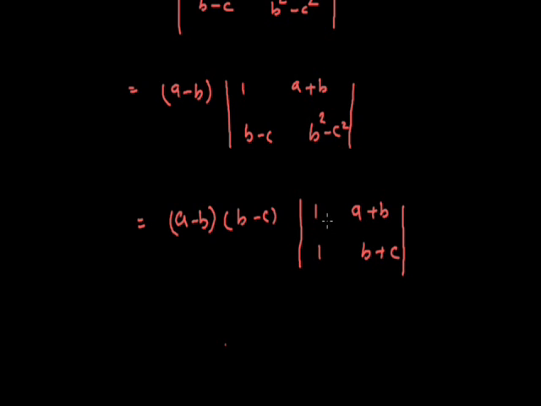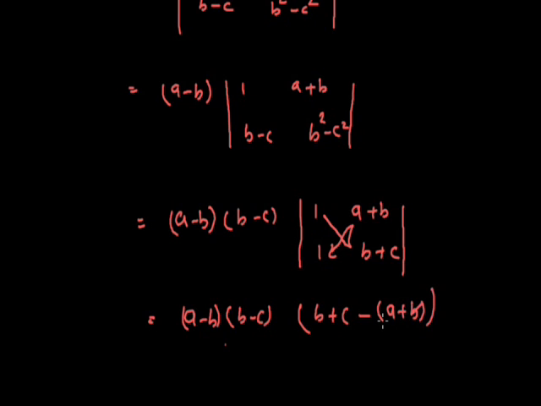Now simplify this: a minus b into b minus c, times b plus c minus a plus b. The b and b cancel. So this is a minus b, b minus c, c minus a.